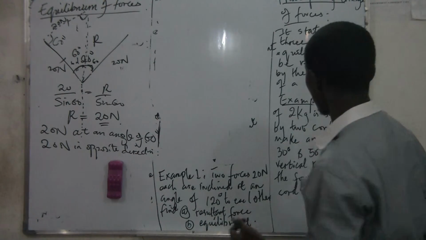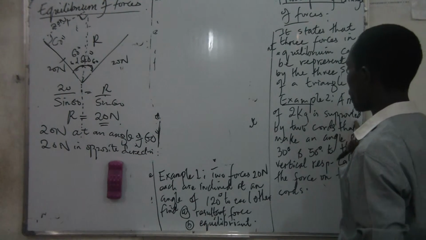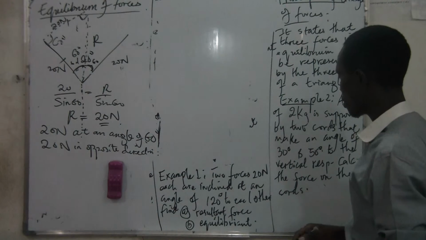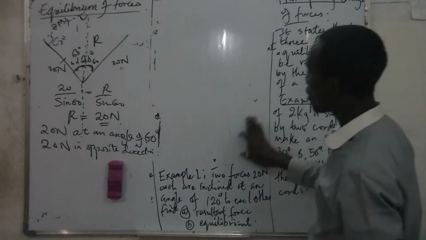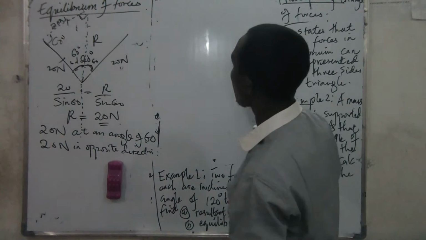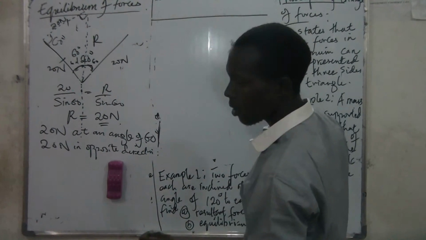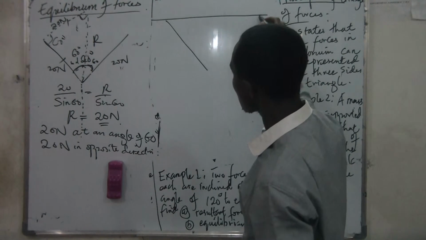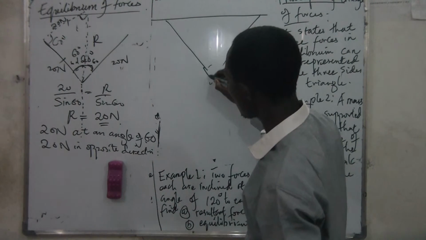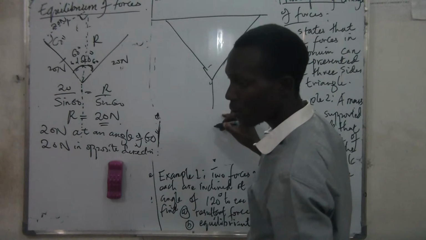So we're saying that a mass of 2 kilograms is supported by 2 chords that make angles of 30 degrees and 50 degrees to the vertical. Let's say we have the roof, and this mass here is supported by 2 chords.